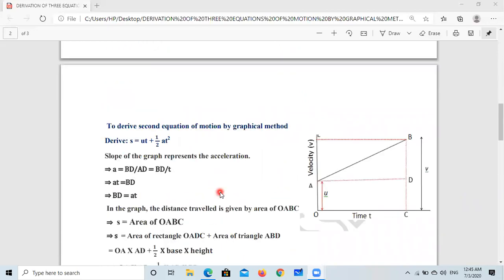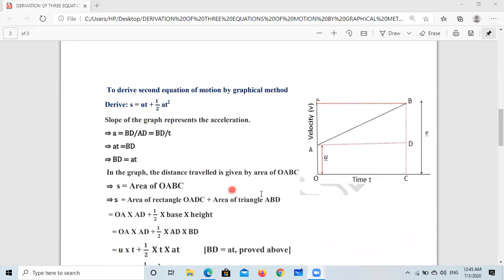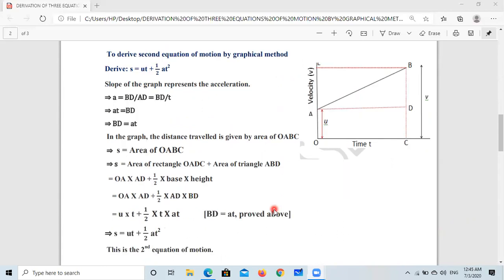Now, this is the second equation of motion. In the second equation of motion, we find the area and split it into two parts: the area of the triangle and the area of the rectangle. The area of the rectangle is UT, and the area of the triangle is half AT square. So S equals UT plus half AT square. This is the second equation of motion.